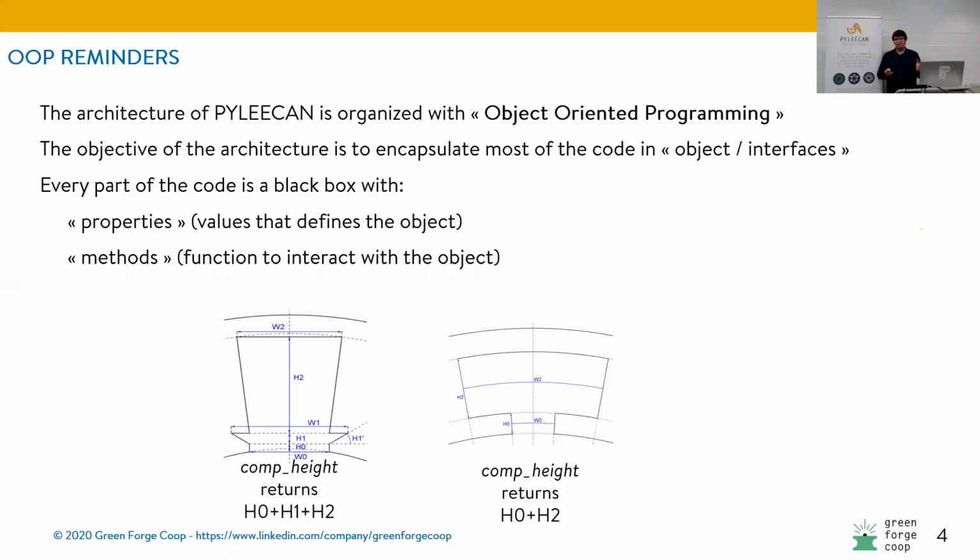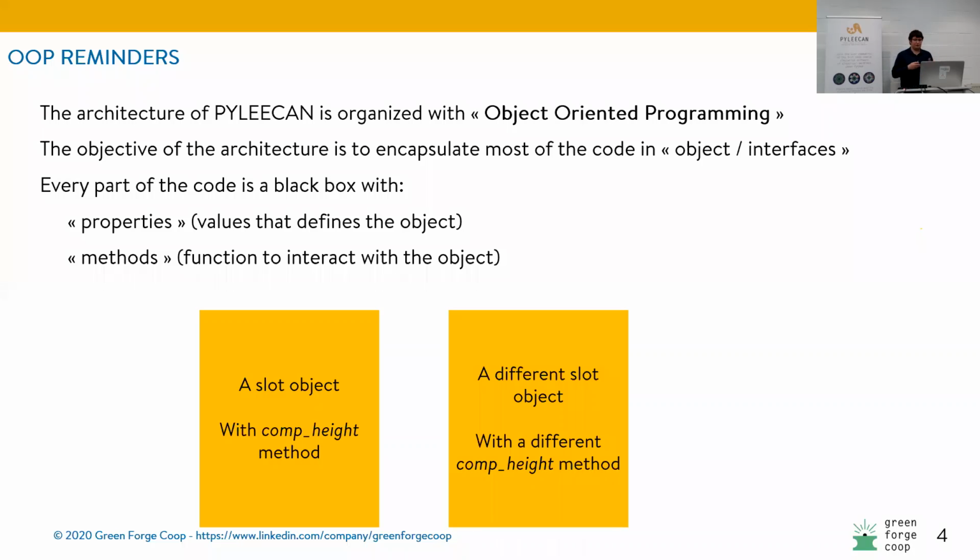So the first thing is properties. What defines my object? What is the global information to describe my object? And the second important concept is methods. What are the functions to interact with my object? If we want to know the height of the slot, we don't want to take H0 and H2. We just want to ask the slot, what is your height? So we have a method known as comp_height that returns exactly that.